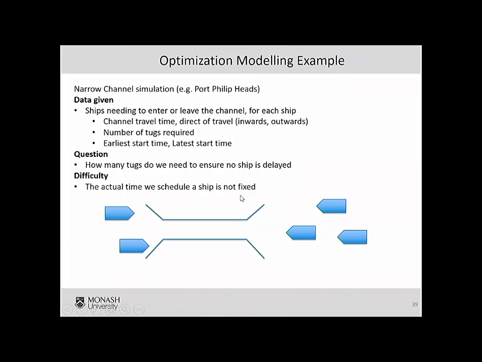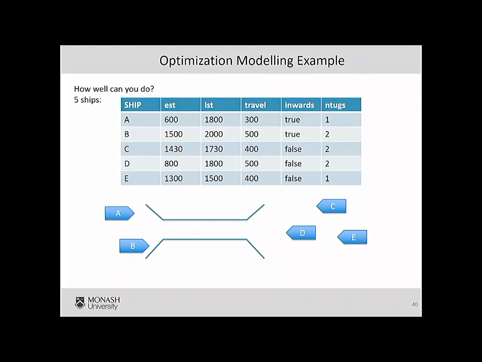And the question is that we have to actually make this decision. The actual time we schedule a ship is not fixed. That's part of the decision of the process, and that's going to affect how many tugs we need. All right, so here we go. Here's a question for you. Here's 5 ships, okay? A and B are going in, C, D, and E are going out. And here's the data for them: earliest start time, latest start time, the travel time, and the number of tugs they need.